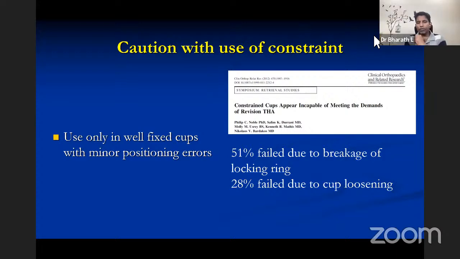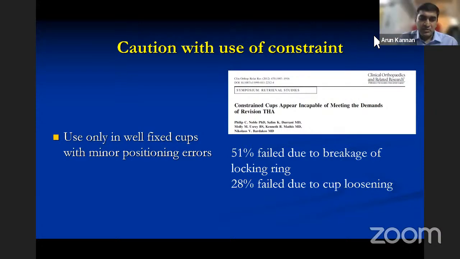Arun, for the take-home message, when do we really reserve these constraint liners, as opposed to the dual mobility? What are the strict indications for these constraint liners?